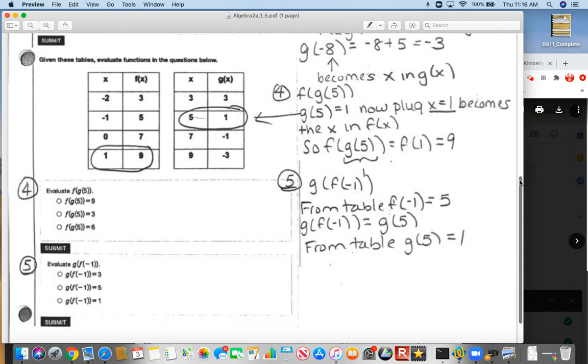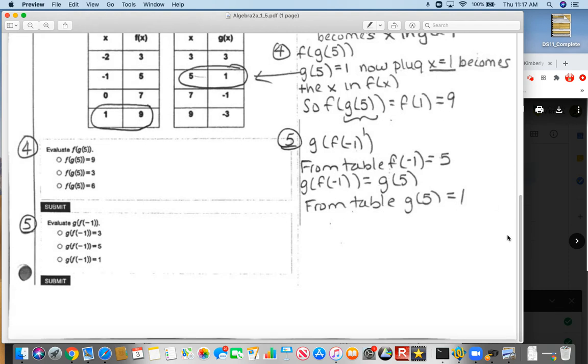The last 2 deal with these tables. So they want you first to find f of g of 5. So here's the g function. You go find the x value 5, and it's equal to 1. So g of 5 equals 1. Now plug 1 in. X equals 1 becomes the x in f of x. So here, this becomes 1. So now I go to the function table for the f function. I look for where the x is 1 and the answer is 9.